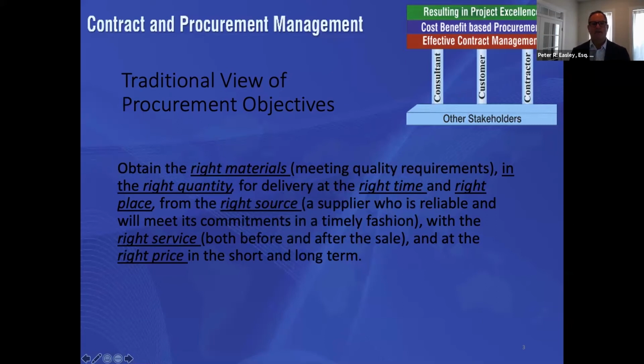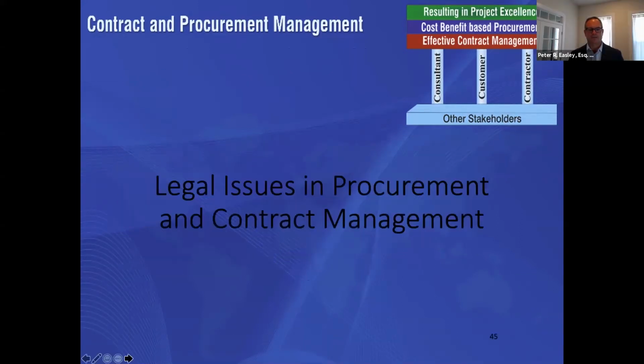Meeting these objectives allows for that consistency of supply and the ability to predict both price as well as quality, as well as the delivery schedule. Obviously, very important aspects for any organization, whether the organization is in manufacturing, is a service provider, or is even a government. All right, so let's talk about some legal issues in procurement and contract management.